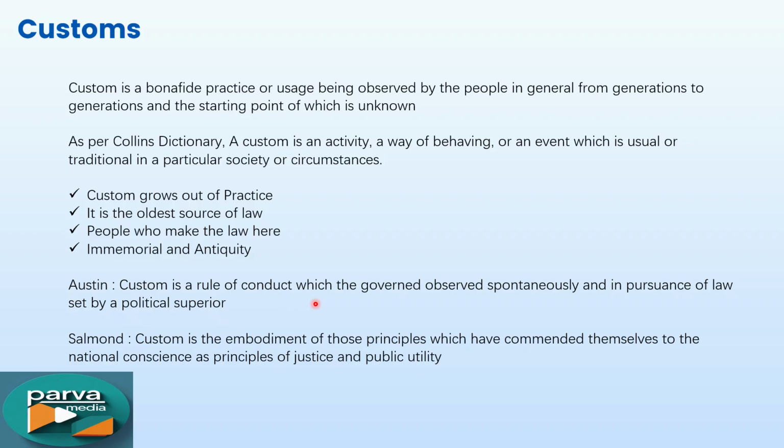Austin defined custom as a rule of conduct which the governed observed spontaneously and in pursuance of a law set by the political superior. He viewed custom as subordinate to the sovereign command. So what he says is that it is a practice which people will do spontaneously, but the law created by the sovereign is the highest authority, not the custom.